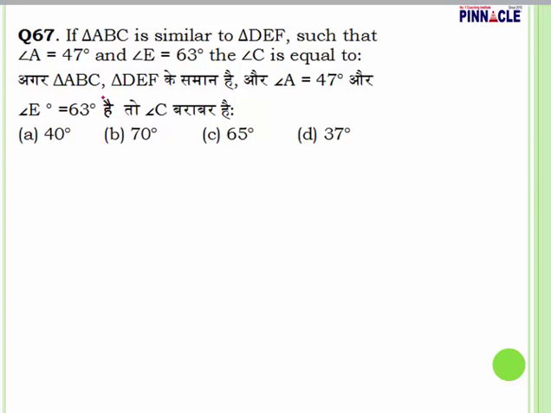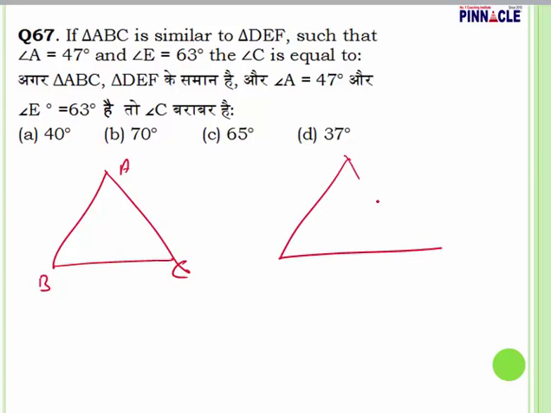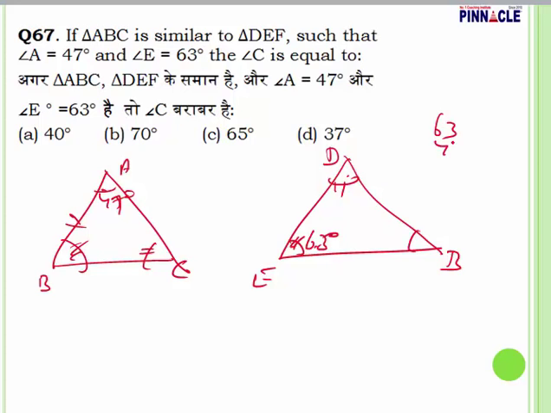If triangle ABC is similar to triangle DEB, such that angle A is equal to 47, angle E is equal to 63, then how much would angle C be? These are similar triangles, so this angle is equal to this angle. If this is 47 and this is 63, then this would be 63 plus 47, that is 110. The question is what is the angle C? This would be 180 minus 110, that is 70. Answer would be 70.